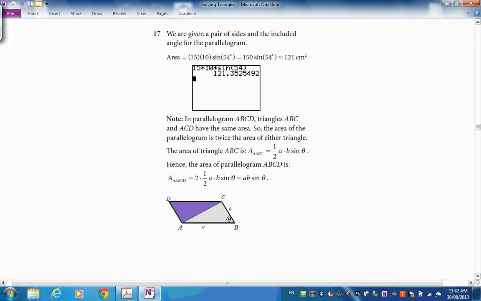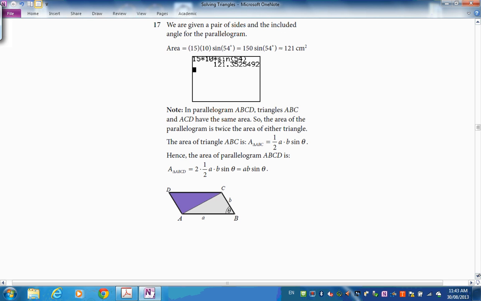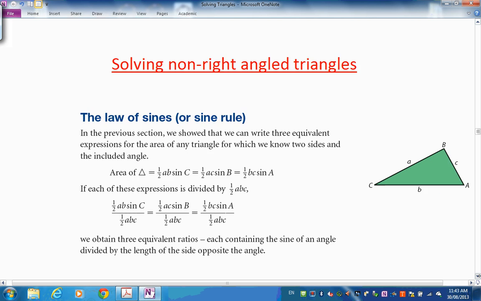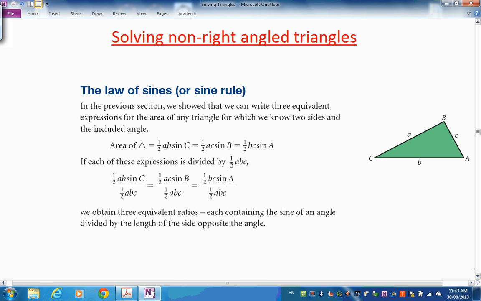We're working in non-right angled triangles now, no 90 degrees, so we find the area, that's handy. What else can we do though? Is there something else we can do? Well, we want to solve the whole triangle, don't we? Solving it means all the angles and all the sides in any triangle like this, no 90 degrees.